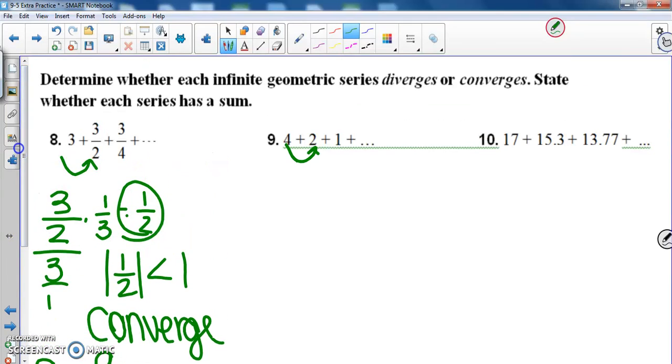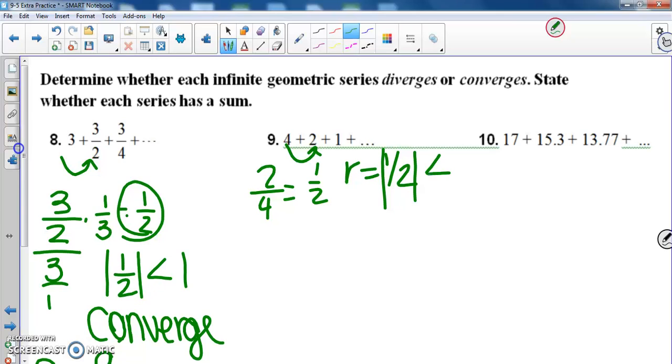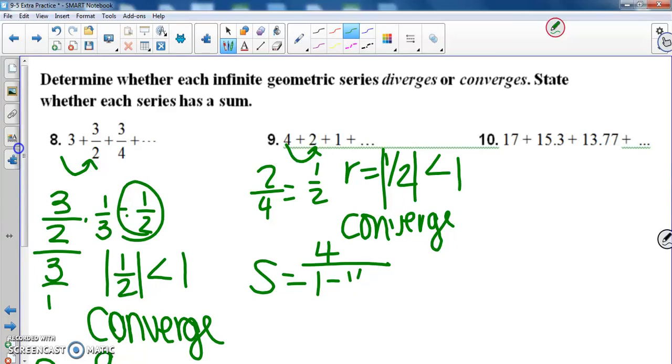Here I am multiplying by 1/2 again, so r is equal to 1/2. Once again, since the absolute value of r is less than 1, I converge. Since I converge, I can do the sum formula. Sum is equal to 4 over 1 minus 1/2. So the sum is equal to 8.